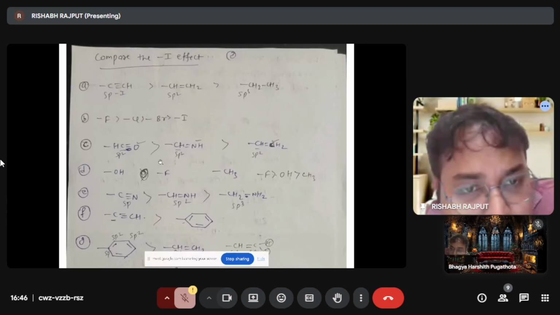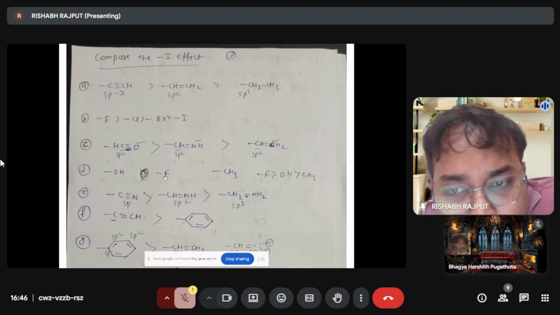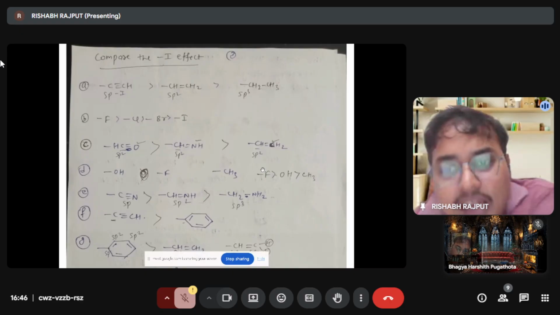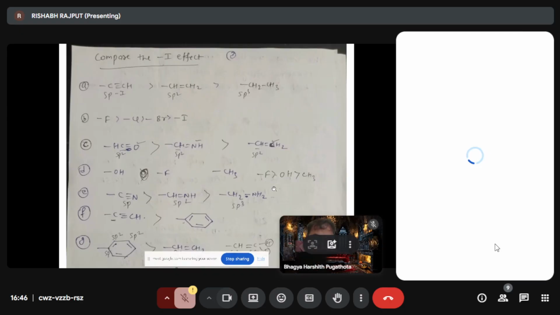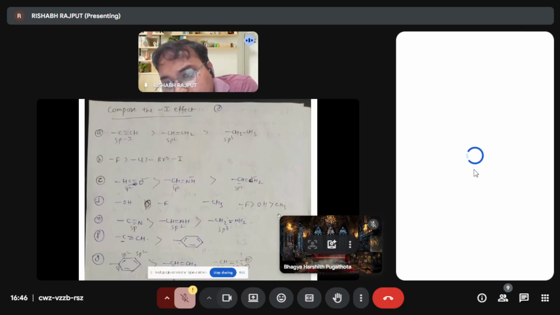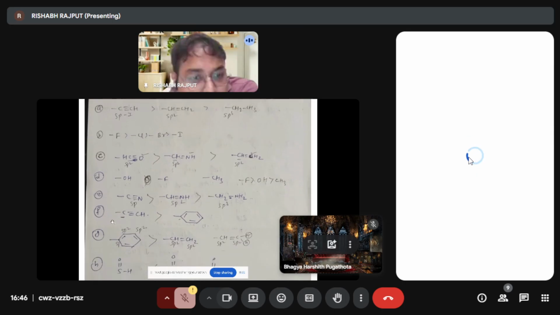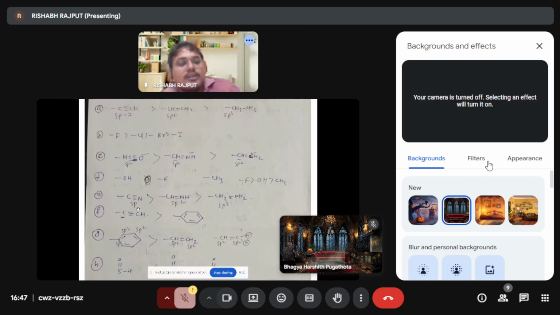Now you can see OH, fluorine and methyl group. They will ask which has more minus effect. You know already, this is fluorine. Fluorine will show more minus I effect compared to alcohol and methyl group. You know the methyl group is coming last. Okay. Now guys, you see CN, C=NH, CH2NH2. If you see here, nitrogen is there, but a hybridization difference is there: sp3, sp2, sp3, sp.